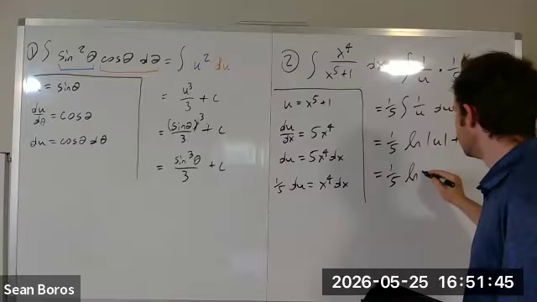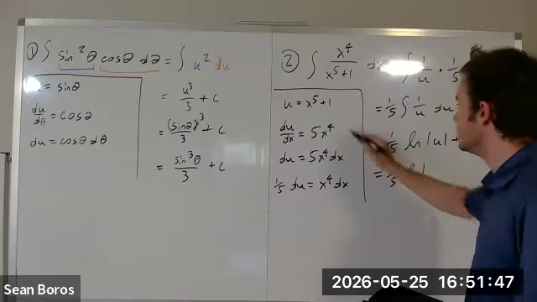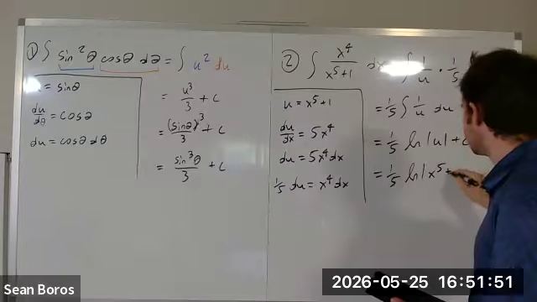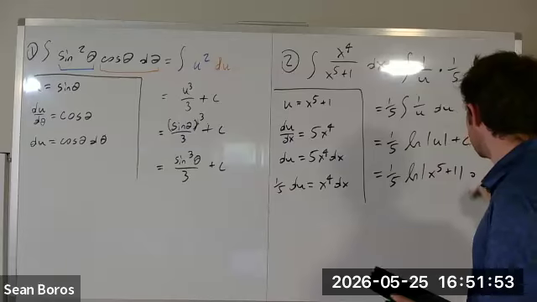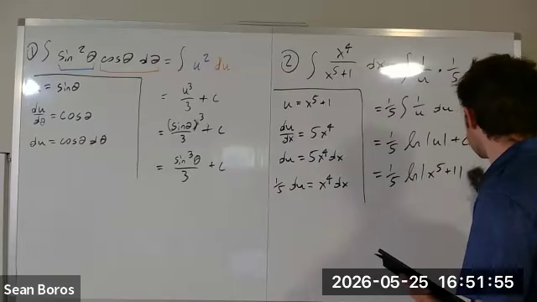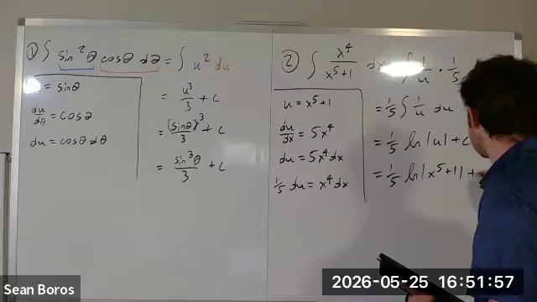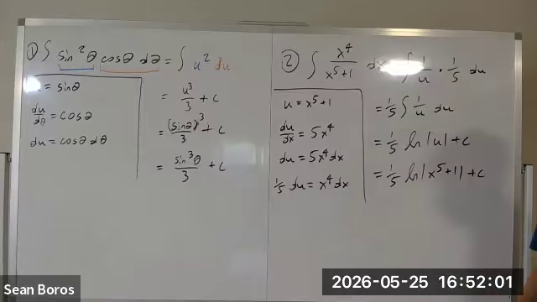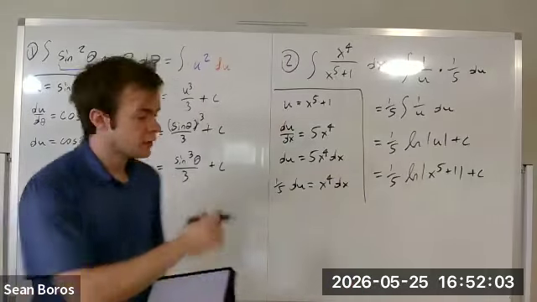So we've got 1/5 natural log of the absolute value of u. We already said what u was. So x to the 5th plus 1, plus c. Okay, that'll be our answer there.